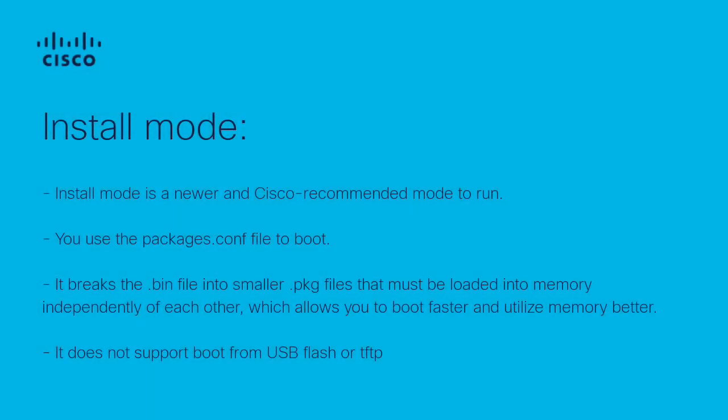I want to explain quickly what install mode is. Install mode is a newer and Cisco recommended mode to run. You use the packages.conf file to boot. It breaks the bin file into smaller PKG files that must be loaded into memory independently of each other, which allows you to boot faster and utilize memory better. However, it doesn't support boot from USB flash or TFTP.